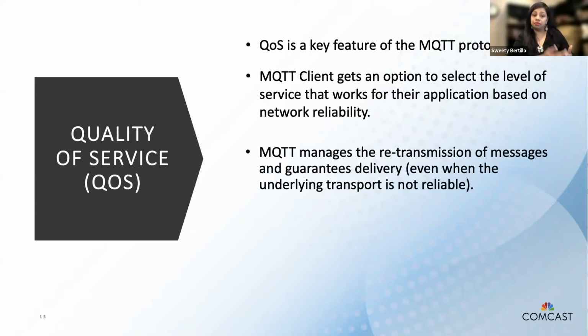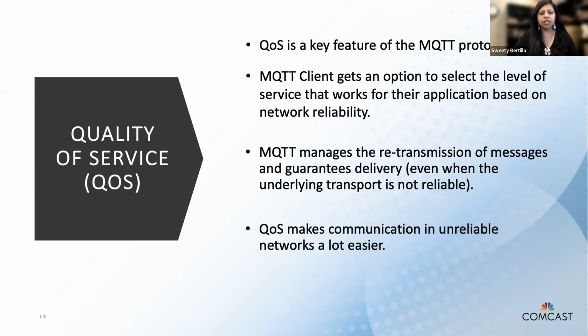Sometimes it manages to retransmit the message and guarantees delivery based on the quality of service you're picking. Say, for example, if your network is down at a moment, do you want the client to receive the message again? You can handle it based on the quality of service. It makes the network reliable. When you have an unreliable network, it makes the communication a lot easier using this quality of service.